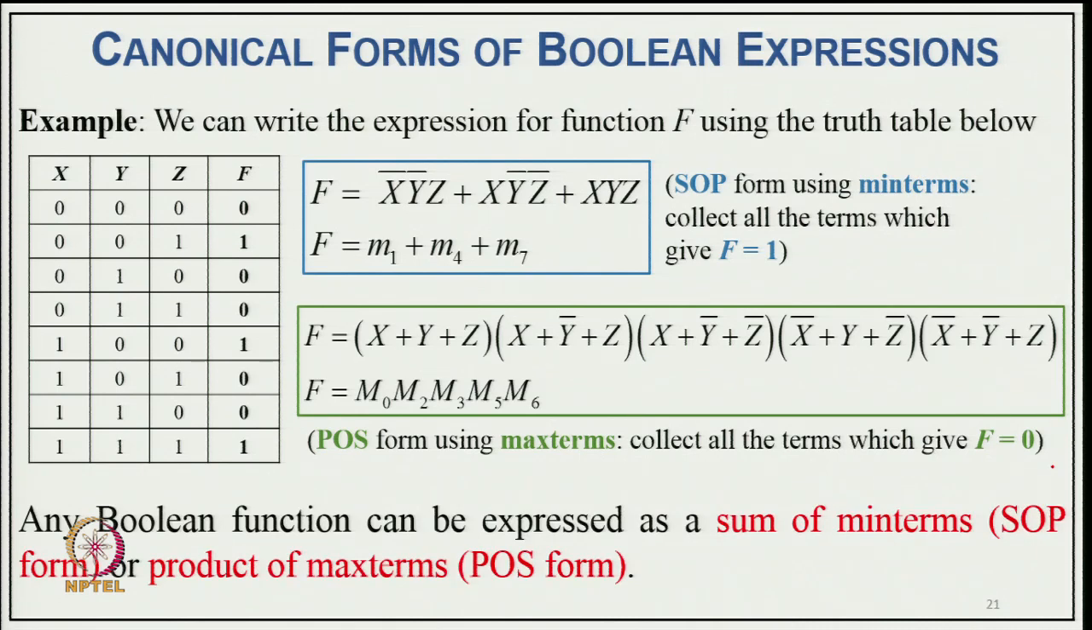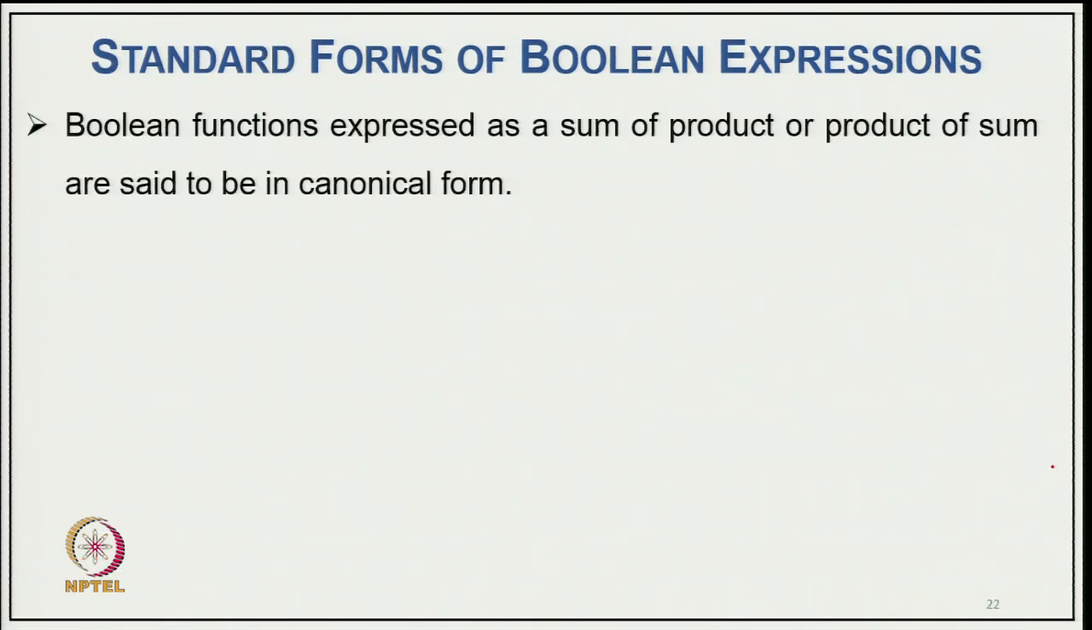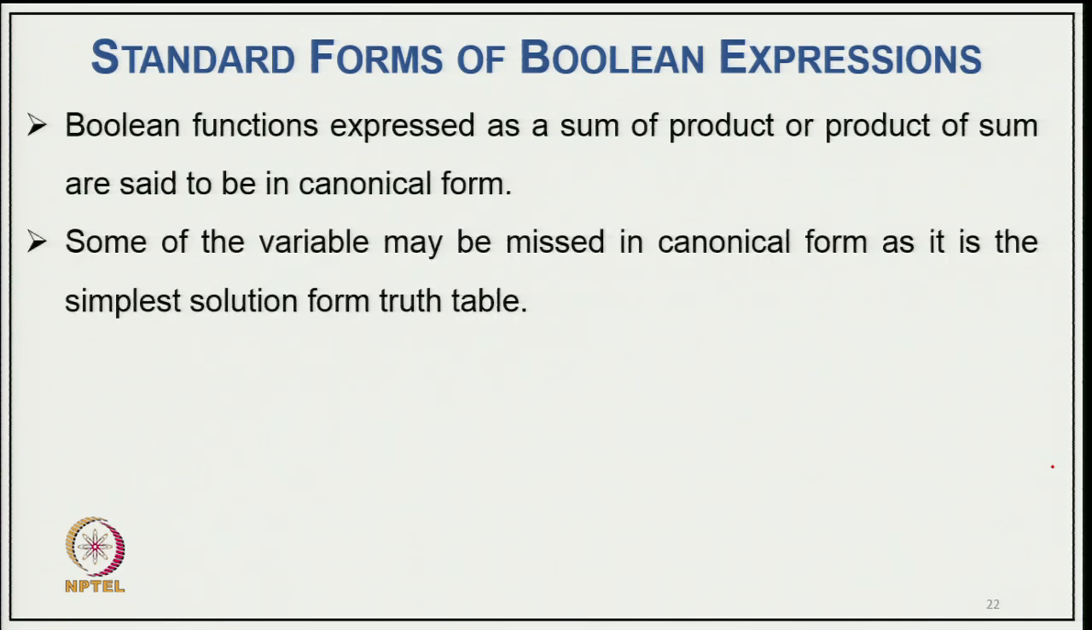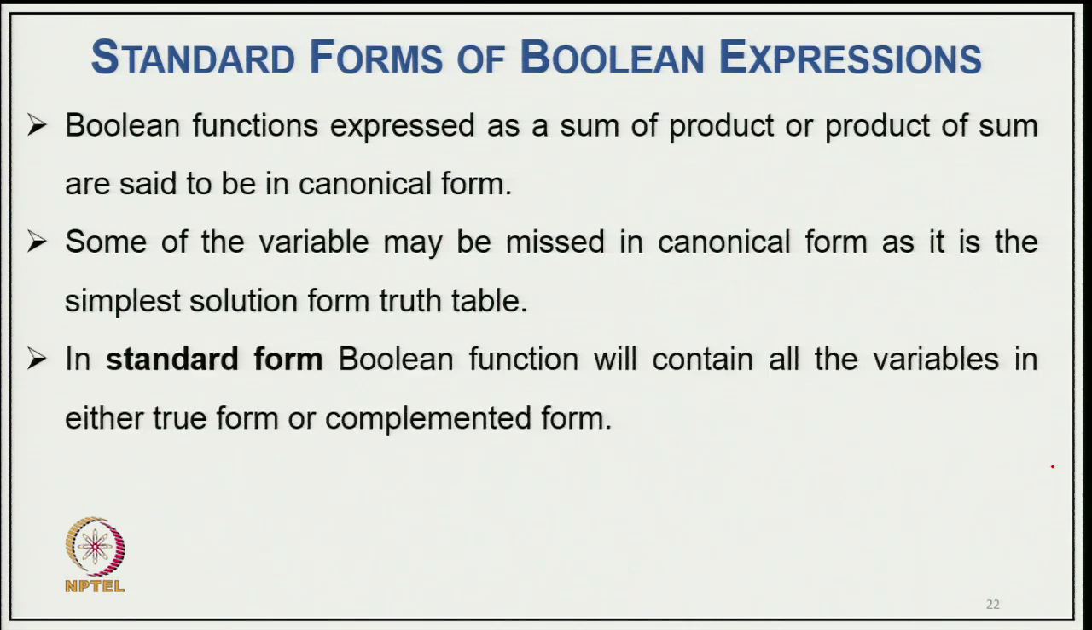Any Boolean function can be expressed as a sum of min terms, the SOP form, or a product of max terms, that is the POS form. Boolean functions expressed as a sum of products or product of sums are said to be in canonical form. In a standard form, some of the variables may be missing, as it is the simplest solution from the truth table, while in canonical form the Boolean function will contain all the variables in either true form or complemented form.